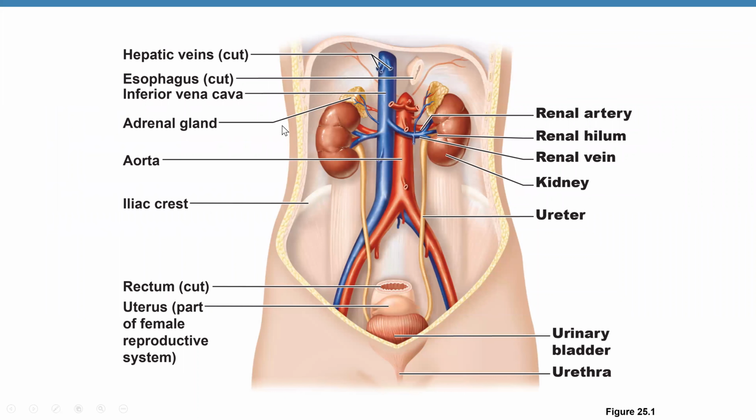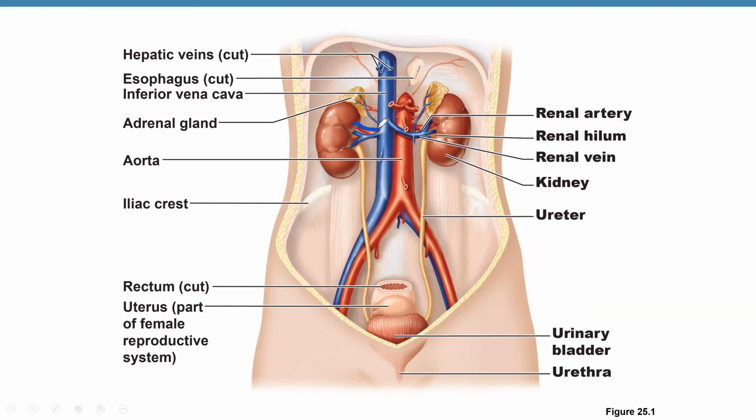So here's the anatomy diagram that shows us where kidneys and other organs are located. We have right and left kidneys located in the abdominal region. Kidneys are retroperitoneal. That means they are in the abdominal cavity, but they're not in the peritoneal cavity. Superior and medial to kidneys, you see adrenal glands. You also see blood vessels that deliver blood to the kidneys.